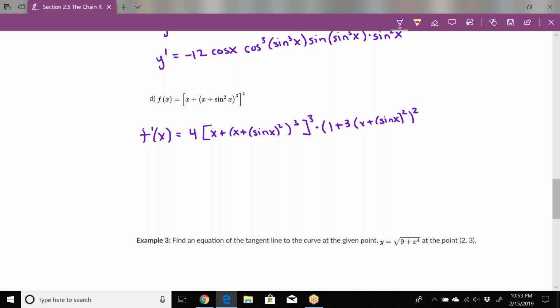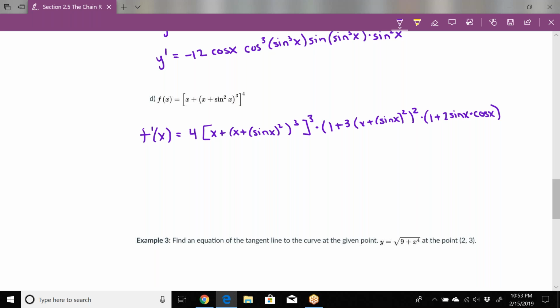And then we need to chain onto that the derivative of the portion inside that we've ignored, which is times a 1 plus 2 sine x now to the first. And then the sine x is also a base, so we're going to chain right next to that the derivative of sine is cosine.